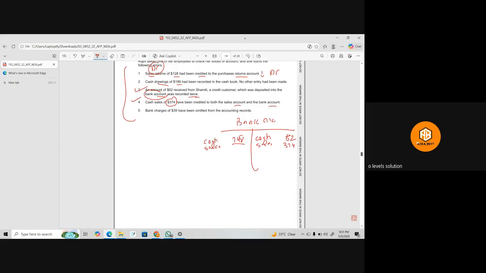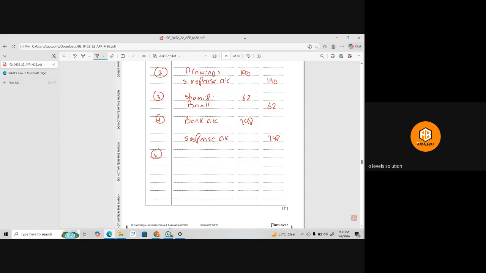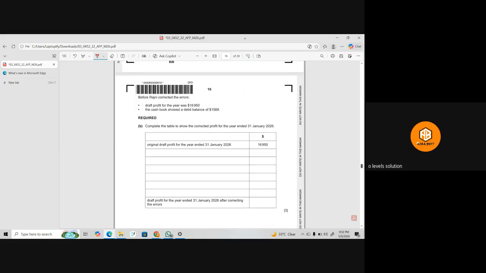Now let's see the next entry, this one. Bank charges of 39 have been omitted from the accounting. So bank charge is a kind of expense for us. So bank charges will be debited and the bank will be credited because it has been deducted. So we just did that.